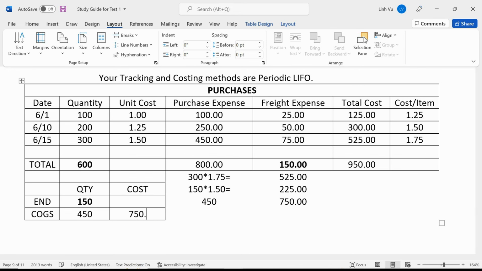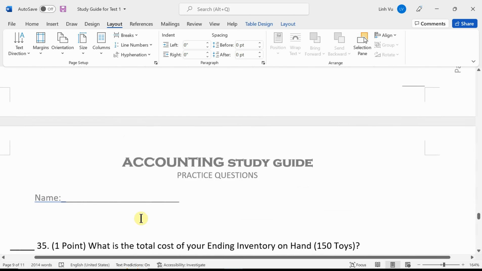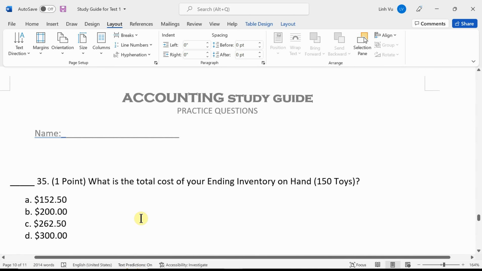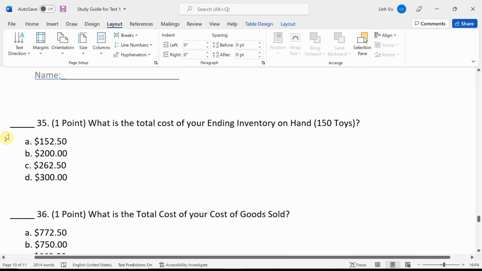$750. Okay, so that means what does my ending balance give me? What's my total here? It's $200. Yeah, right? If you take 950 minus 750, you should have 200 left. So, question number 35 here. What is the total cost of your ending inventory on hand? So, in this case, $200, right?